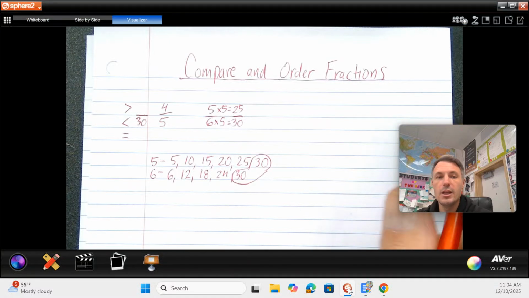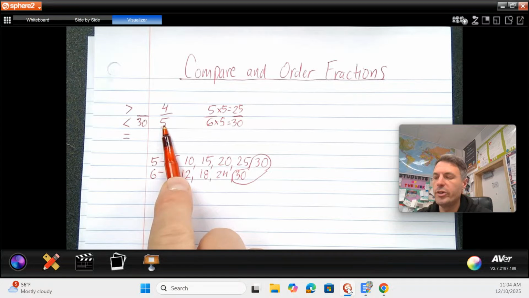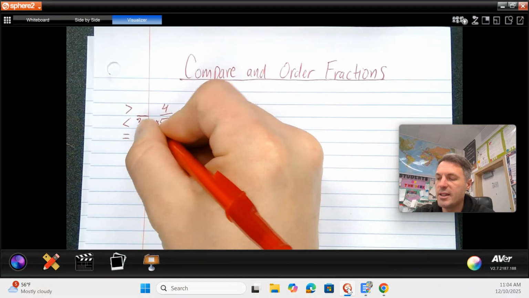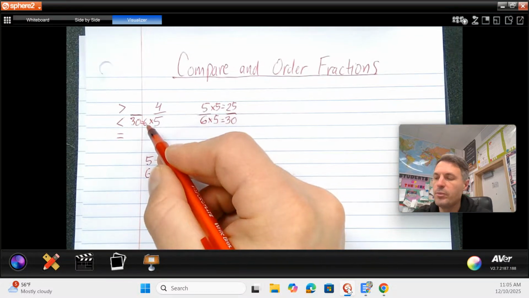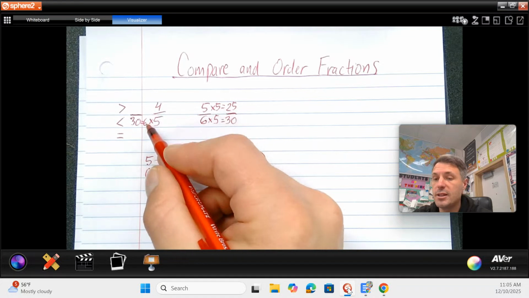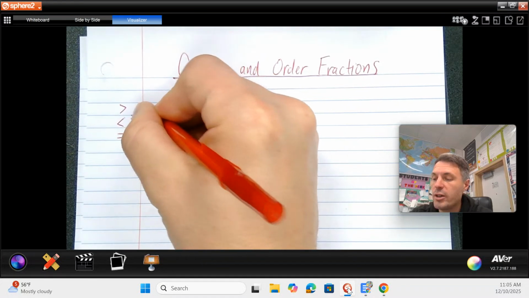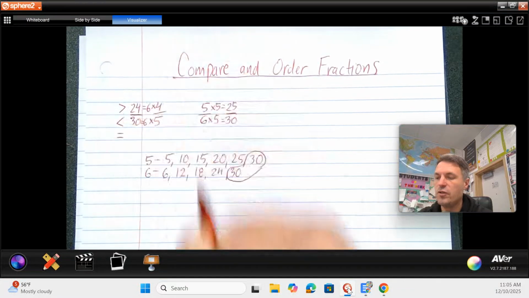Okay? Now, I do that same thing over here. I multiply from my old denominator to my new denominator. What times 5 equals 30? It's 6. 5 times 6 is 30. And then whatever I do to the bottom, I have to do to the top. I multiplied 5 by 6 in the denominator, so I have to multiply 4 by 6 in the numerator too. And 4 times 6 is 24.